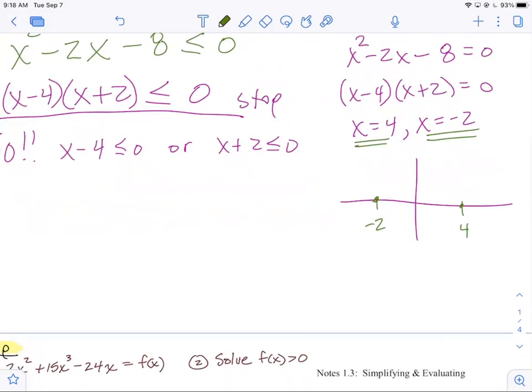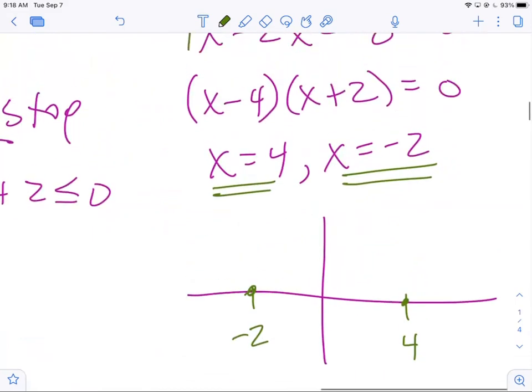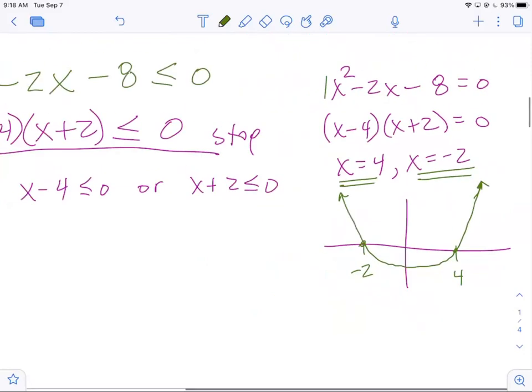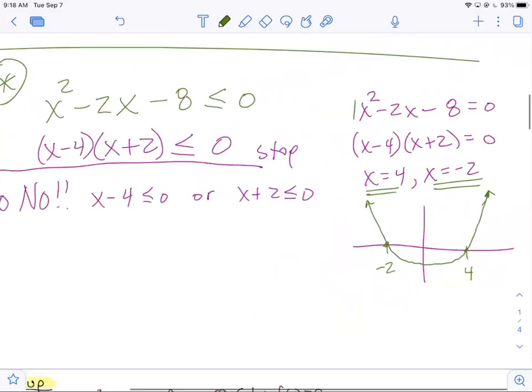It opens up, right? The leading coefficient is positive. So remember, that tells you that it exits the top, and because it's a parabola, it also comes in the top. So here's what the graph looks like. That's all you need right there to answer the question, okay?